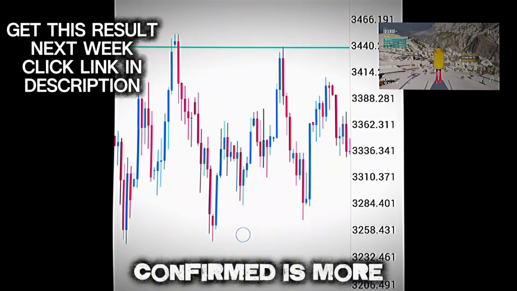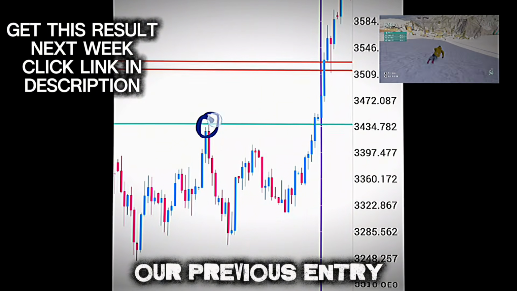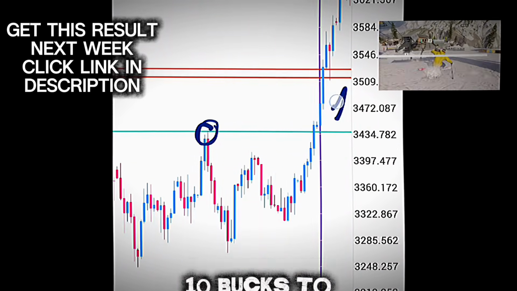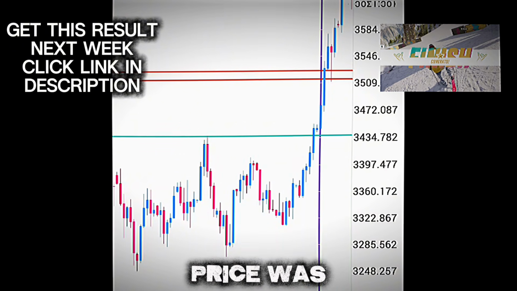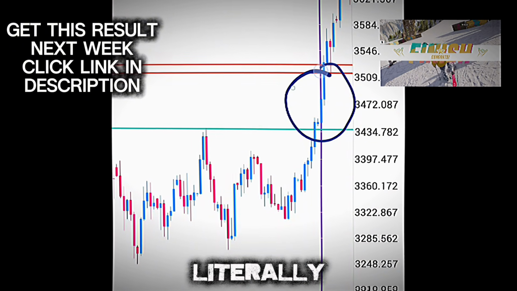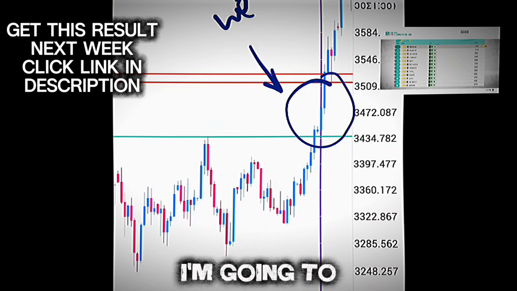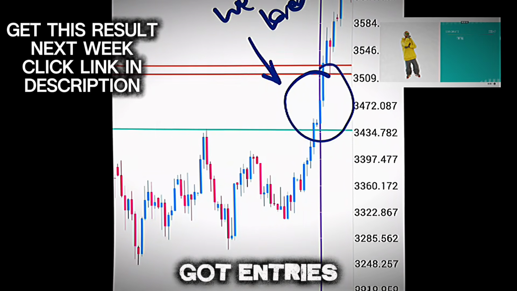And then when we have confirmed it is moving the same way, we will now use it for our previous entry, which is the entry that the guy entered at, that took his $10 to 300k. So if you look at this point there, you see that price was literally respecting breakout. And basically what I'm going to do is break down what happened here, how this guy got entries inside this point.